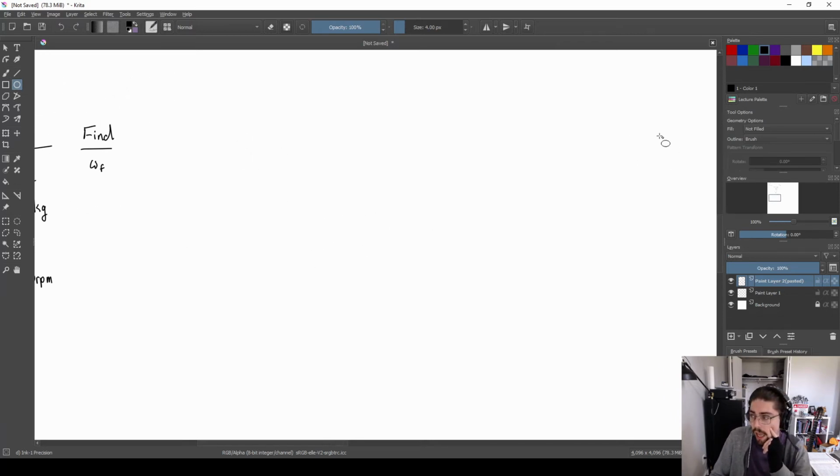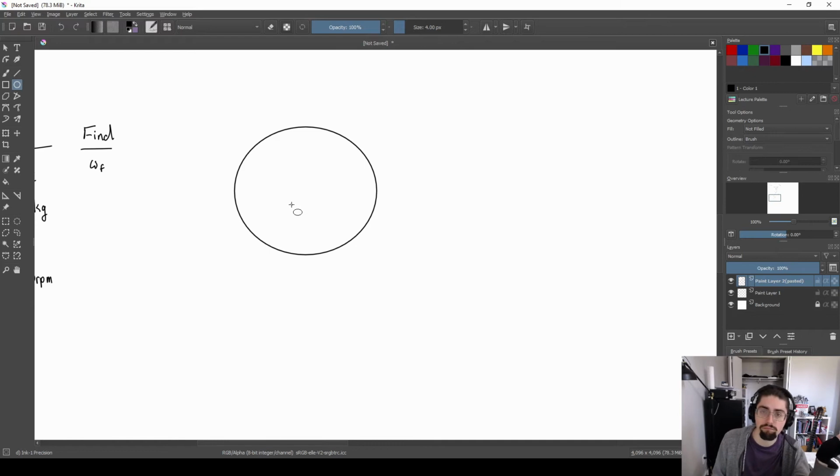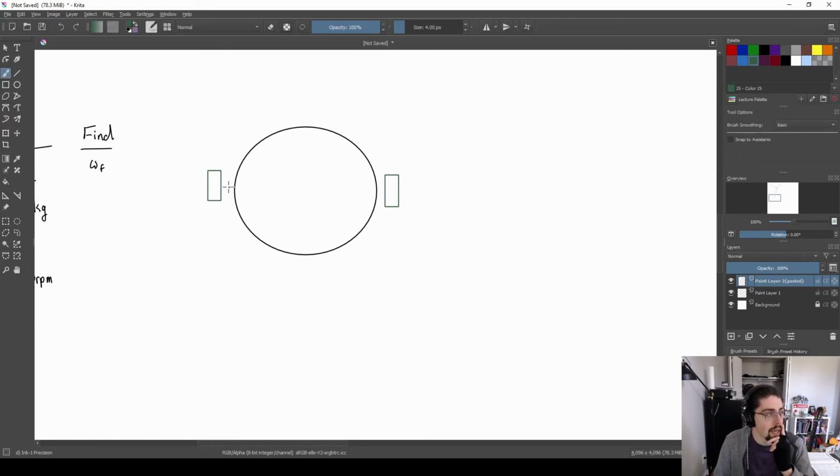Initially, I have some sort of disk like this spinning around in place, right? Or maybe let's go ahead and do it like this. Let's draw our two blocks. We'll make these green this time around. Let's have those be on the side. They're not on quite yet. How much momentum do each of these blocks have?